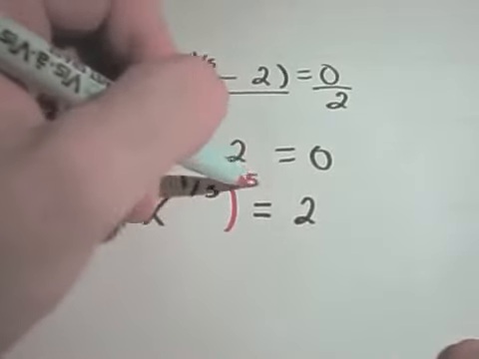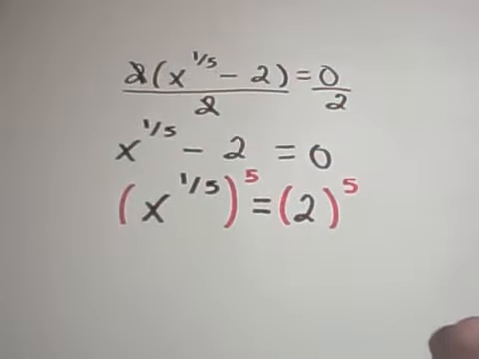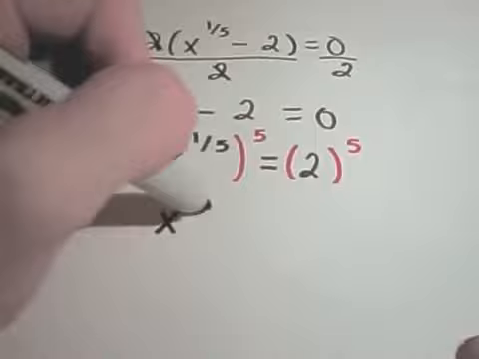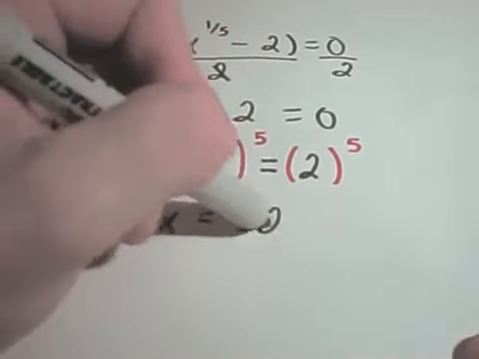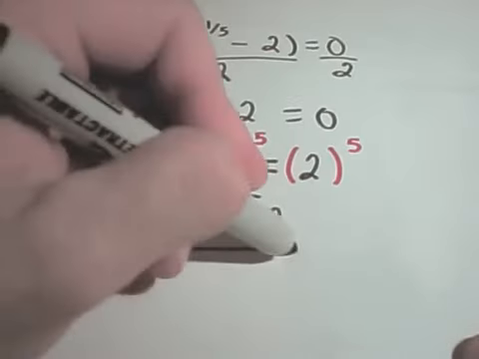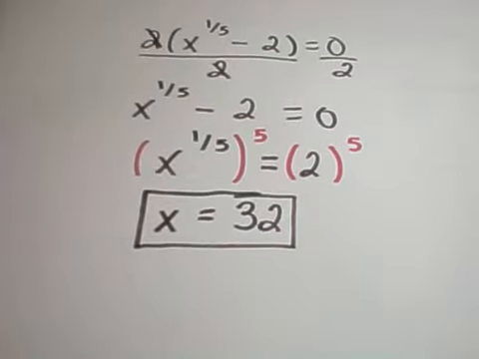To make that to the first power, I'll raise it to the 5th power. On the left, I'll get x to the first. 2 to the 5th, I believe, you can check my arithmetic here, should be 32. 2 times 2 times 2 times 2 times 2 will give you 32.